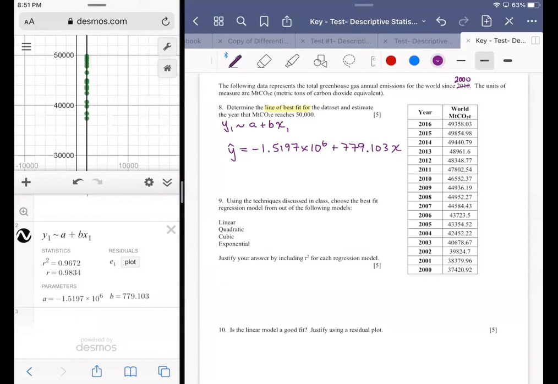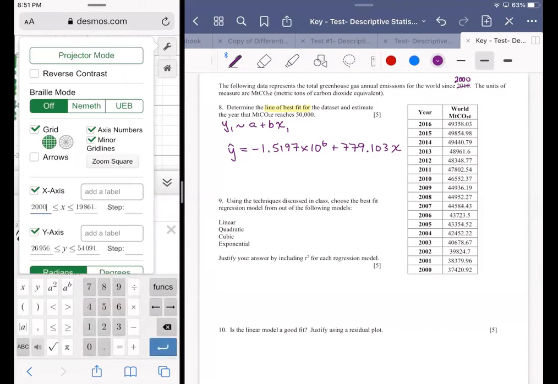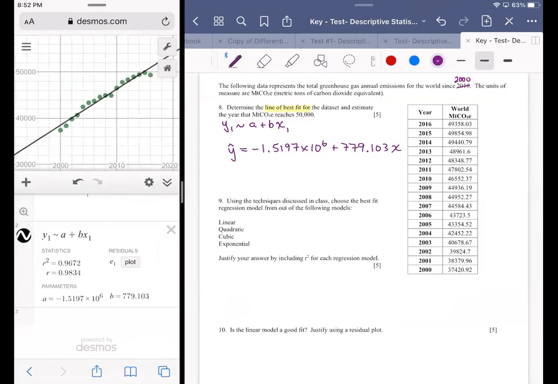So what we do is we tap on the wrench and adjust our x-axis. Instead of whatever this is, we want to go from 2000 to 2020, that ought to do it. And then for the y-axis, it looks like the lowest value there is just a shade north of 37,400. So I'll go 30,000 to like 50,000.